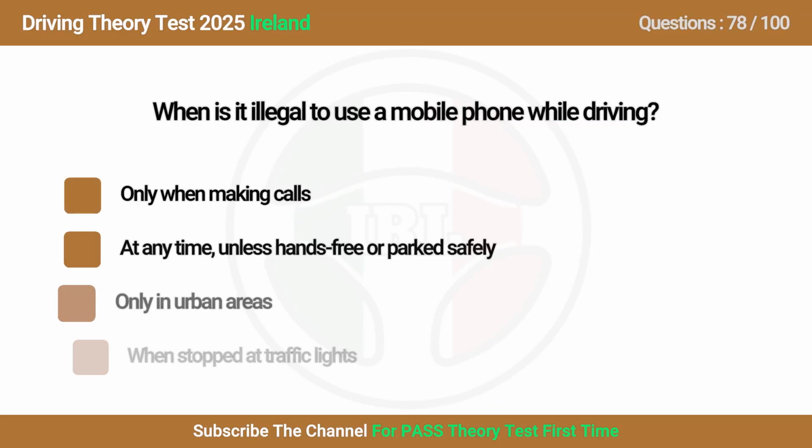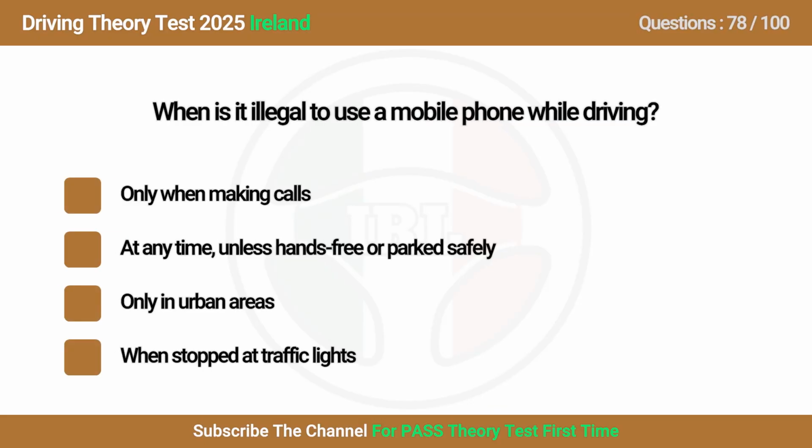Question 78. When is it illegal to use a mobile phone while driving? A. Only when making calls. B. At any time unless hands-free or parked safely. C. Only in urban areas. D. When stopped at traffic lights.